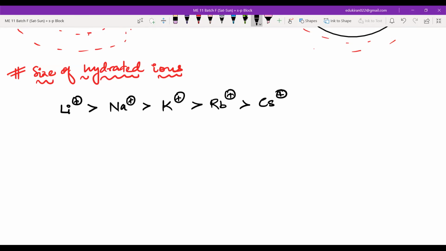Now, if this is the size of the hydrated ions, and in water these ions may move, there will be some mobility allowed for these ions. Since lithium positive is the largest in size, the mobility of lithium positive will be drastically low. So this is the size of hydrated ion. The next is ionic mobility.